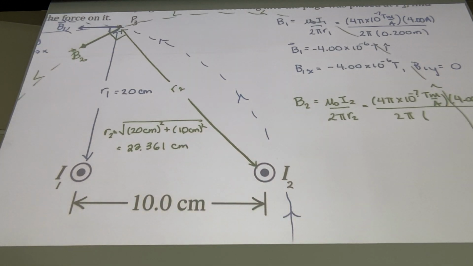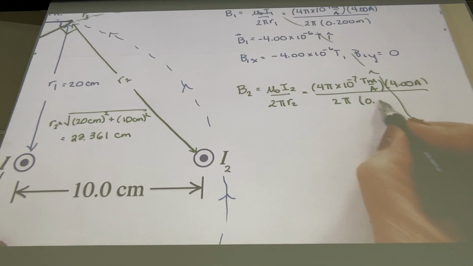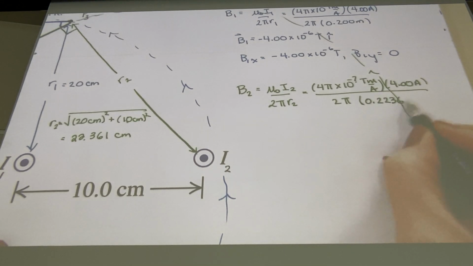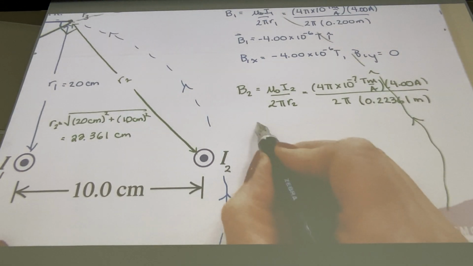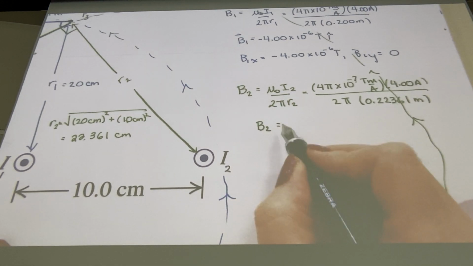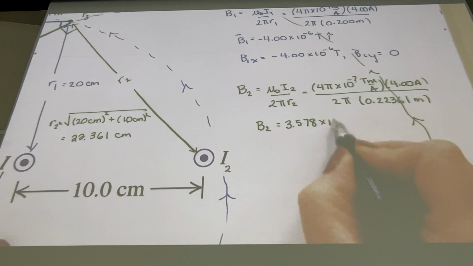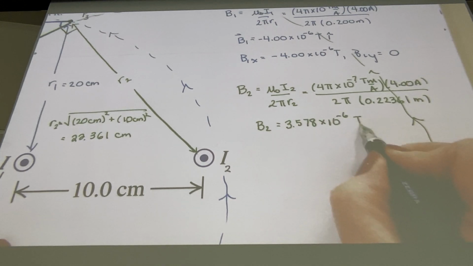Typically, it's a good idea to keep a few extra sig figs in your workings just so you don't round yourself out of the correct answer. So we'll put this in for our R2. And we get that our magnetic field B2 has a magnitude of 3.578 times 10 to the minus 6 Teslas.